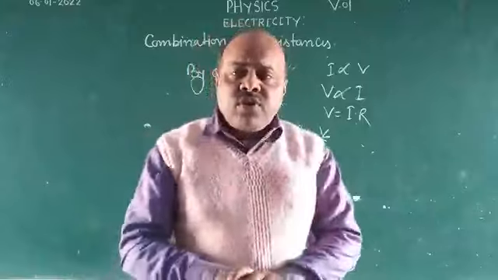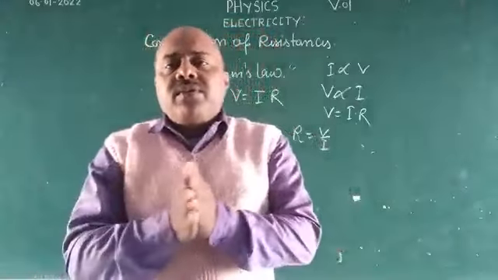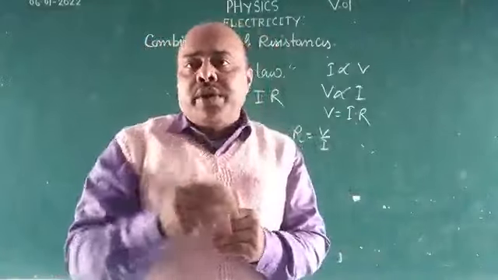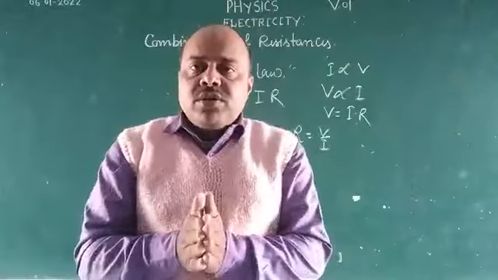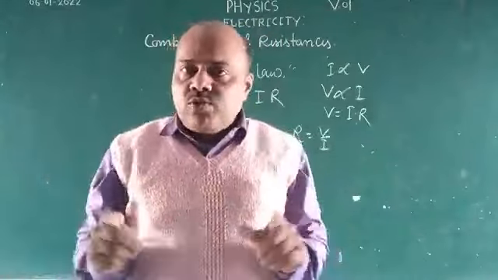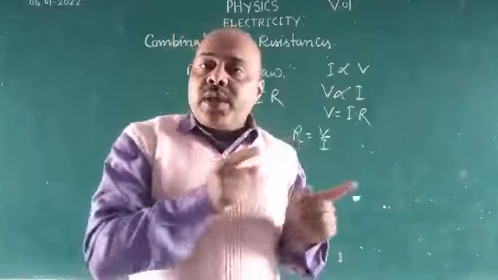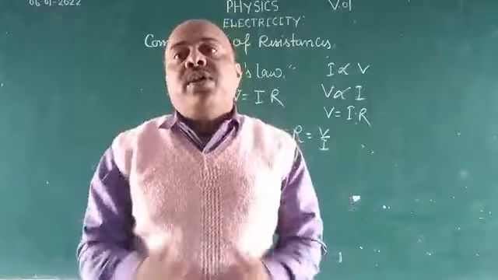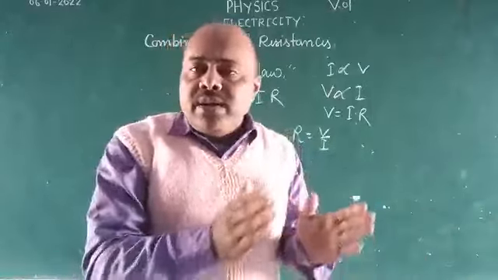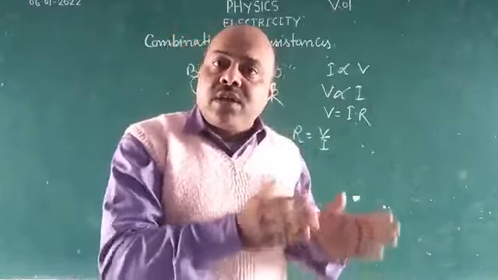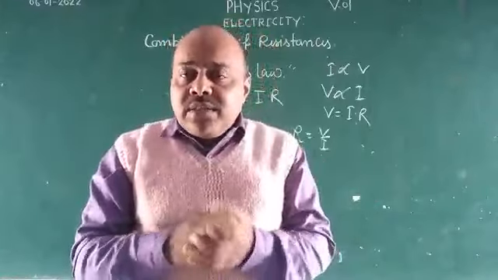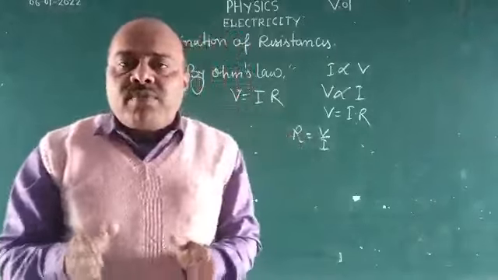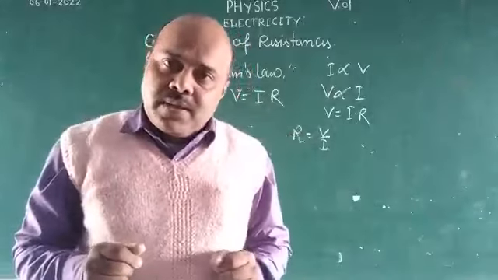First of all, what is the series combination? When two or more resistances are connected one after the other or end to end, then this arrangement is called series combination. Dear student, in series combination, the equivalent resistance is equal to the algebraic sum of all the individual resistances. Equivalent resistance, or the net resistance, or the resultant resistance in series combination is equal to the algebraic sum of all individual resistances.